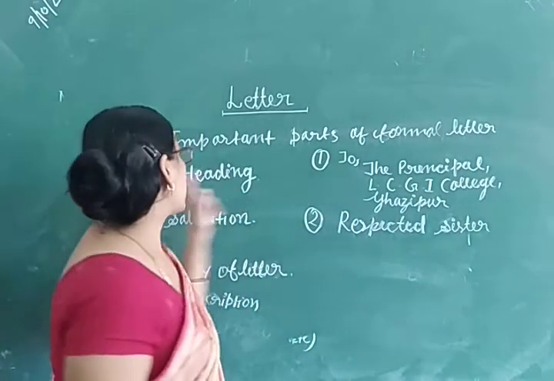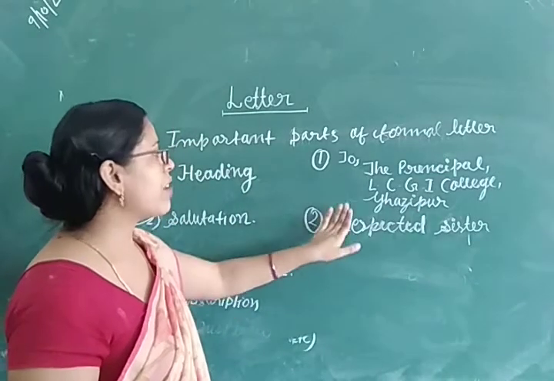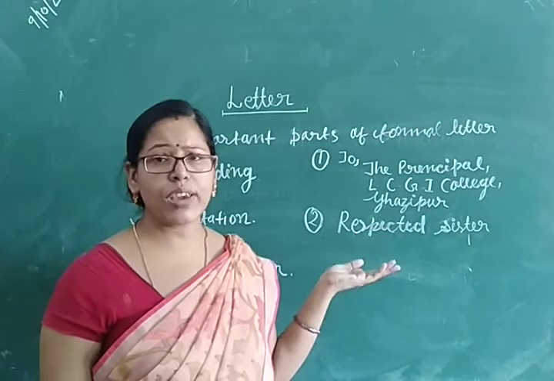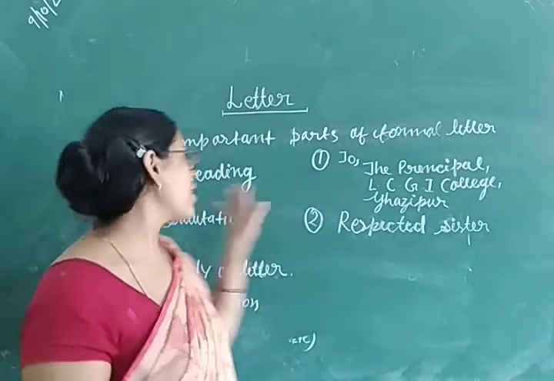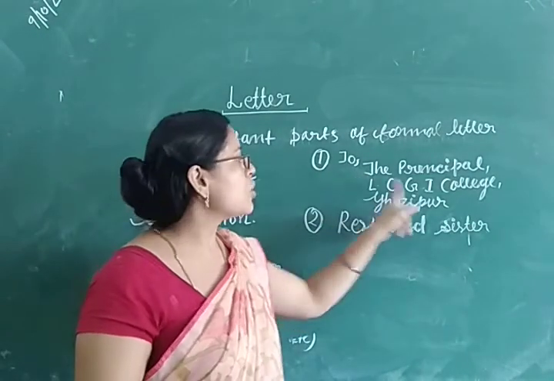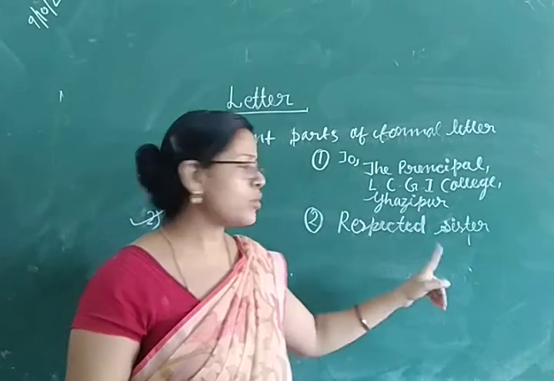Now you can understand. First one is what? Heading. In heading, suppose that I am giving the example of an application. Okay? So I am telling you how we can write an application. The first one is what? Heading. So in heading, we can write here, To the Principal, Loose Format Girls Inter College, Gazipur.